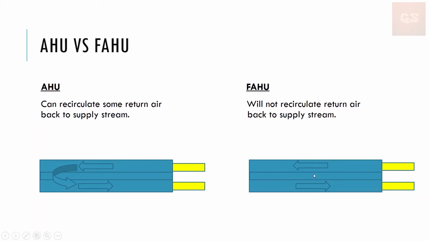But if you see in an FAHU, both your supply and your return part are separated. Here, there is a provision given inside an AHU wherein the return air can go back into the supply stream. But in an FAHU, both the return and the supply part are separated, and the supply and return air will never get mixed up. The fresh air from outside will go into the supply part and go to the duct, and it goes to the rooms. Air is returned back into the return duct and it goes outside. So there is no mixing happening in the FAHU. Hope it is clear.